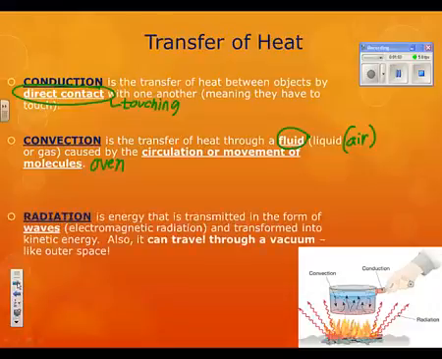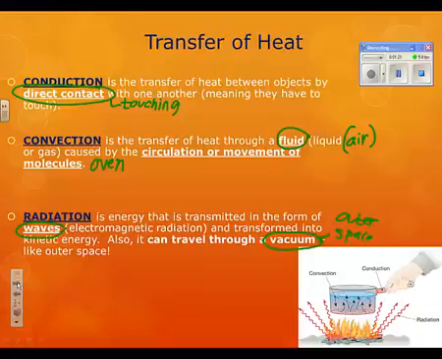Now, the bottom, radiation. Radiation comes through waves. That's why we call it electromagnetic radiation. The big thing you got to know about this is it can travel through a vacuum. That should make sense because space, more specifically outer space, is a vacuum. That's how the Earth gets heated, through that radiation from the sun.